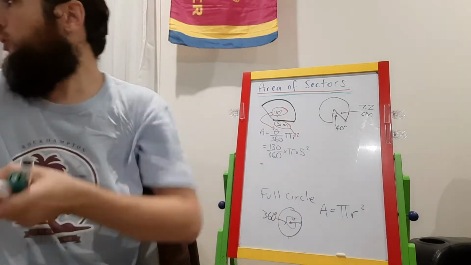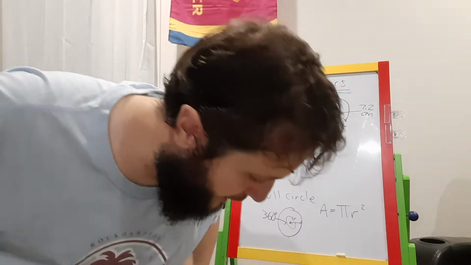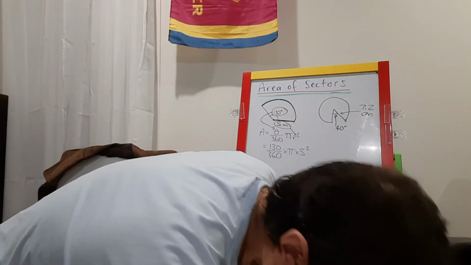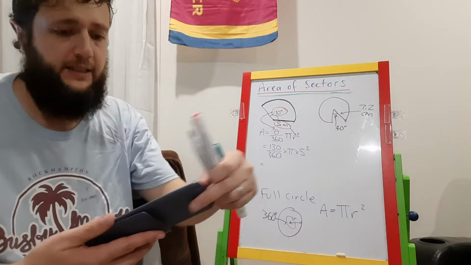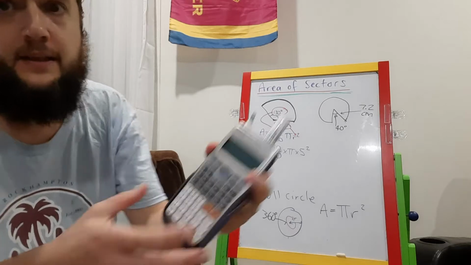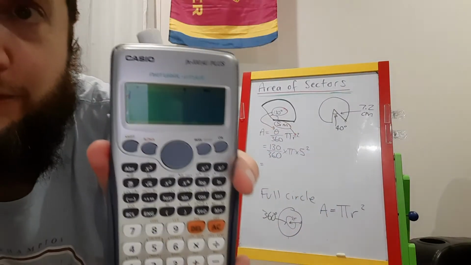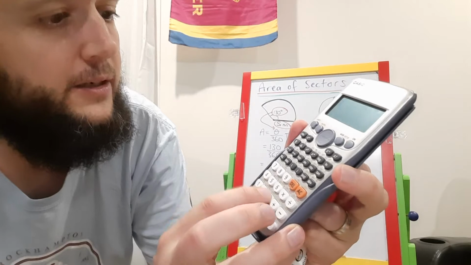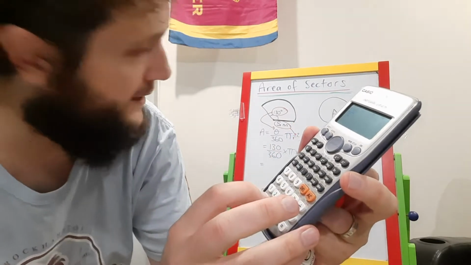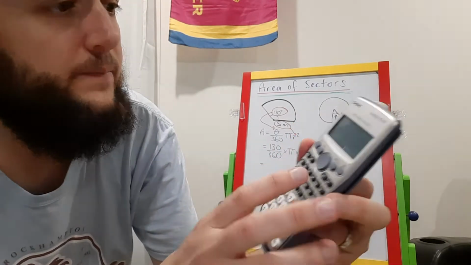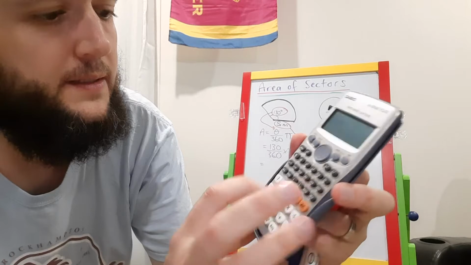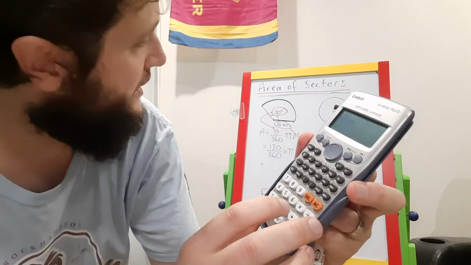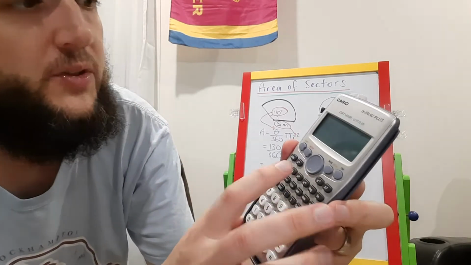You are more than welcome to put that full thing in your calculator. So 130 over 360 times pi times 5 squared.